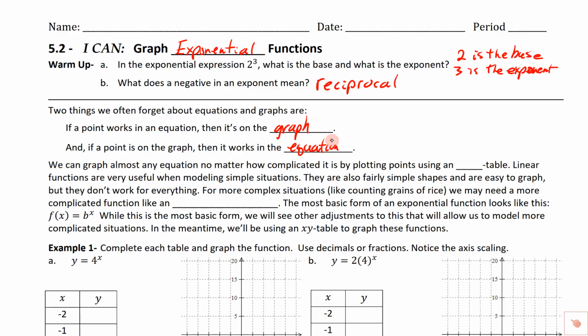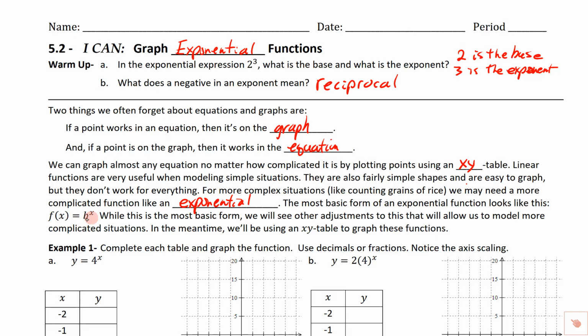Now, we can graph just about any equation, no matter how complicated it is, using an XY table. So we're going to write XY right here. Now, we've studied linear functions a whole bunch. They're very useful in modeling very simple situations. They're very simple shapes, they're easy to graph, but they don't work for everything. So when we run into things that are more complicated, kind of like the grains of rice and counting those, we may need something more complicated, like an exponential.